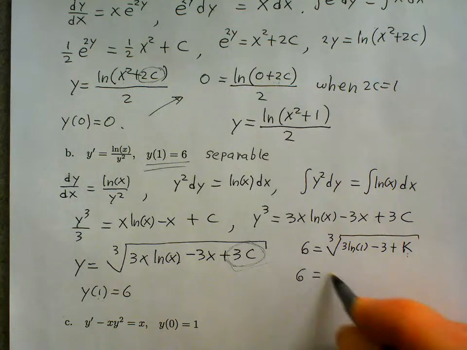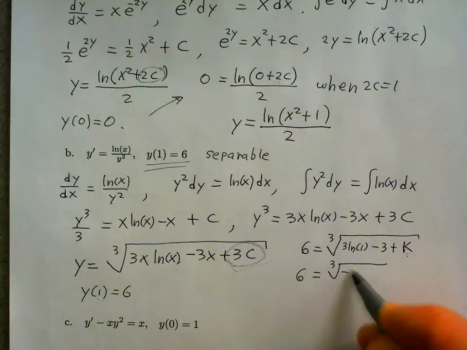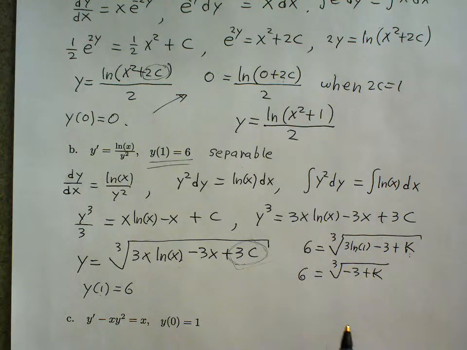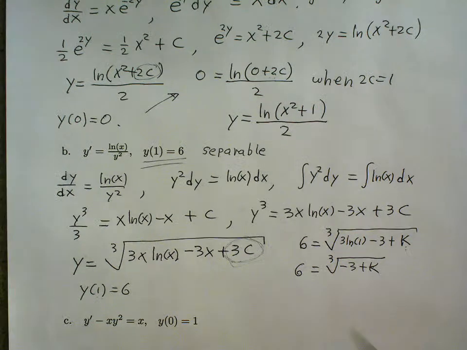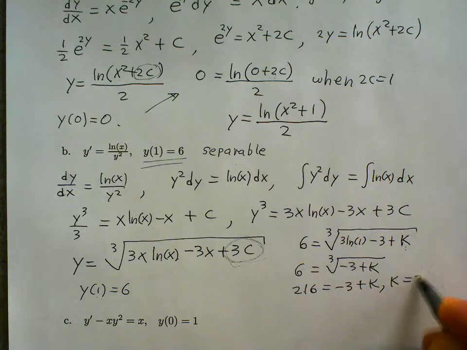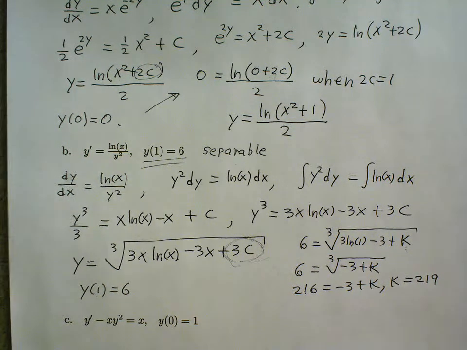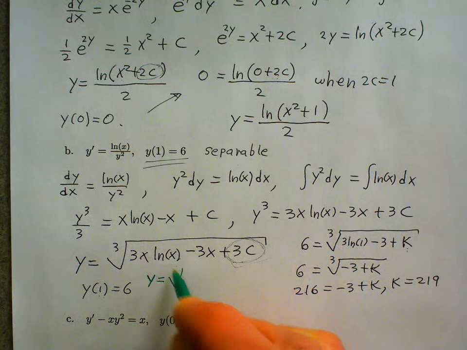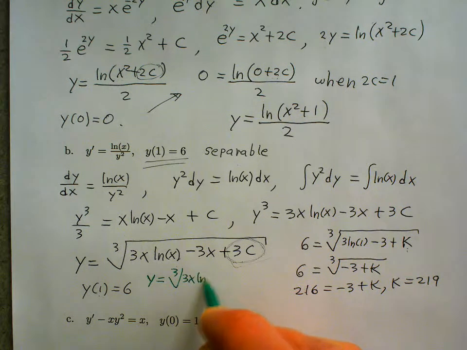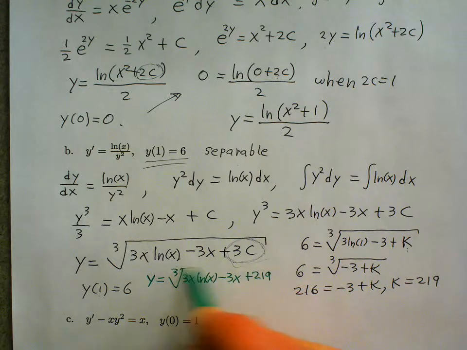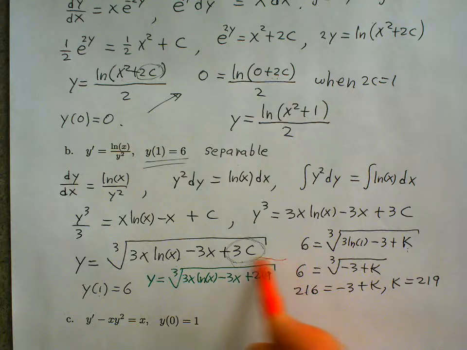So we get 6 equals the cubed root of -3 plus k. We know that the cubed root of 216 is equal to 6. Or you could raise both sides to the third power. 6 to the third is 216 equals -3 plus k. So the constant is 219. Okay, so our function is y equals the cubed root of 3x times the natural log of x minus 3x plus 219. Okay, that is our function.